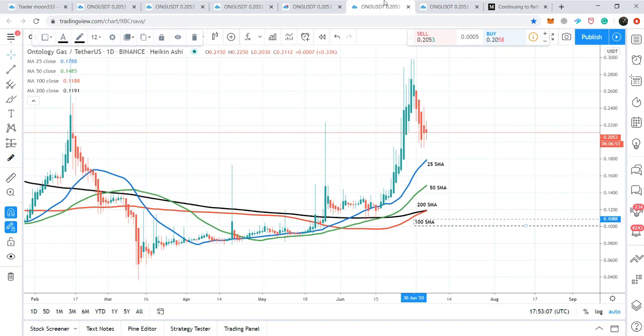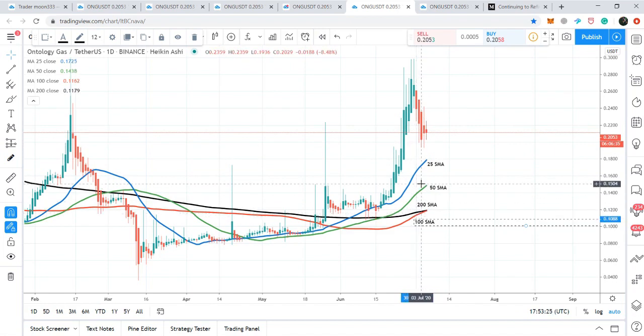And if we look at the different simple moving averages on the daily chart, then we have some critical situation because there is some more distance between the 25 simple moving average and the price action. This is the 25 simple moving average. This one is the 50. This is the 200, this black one, and this red one is the 100 simple moving average.